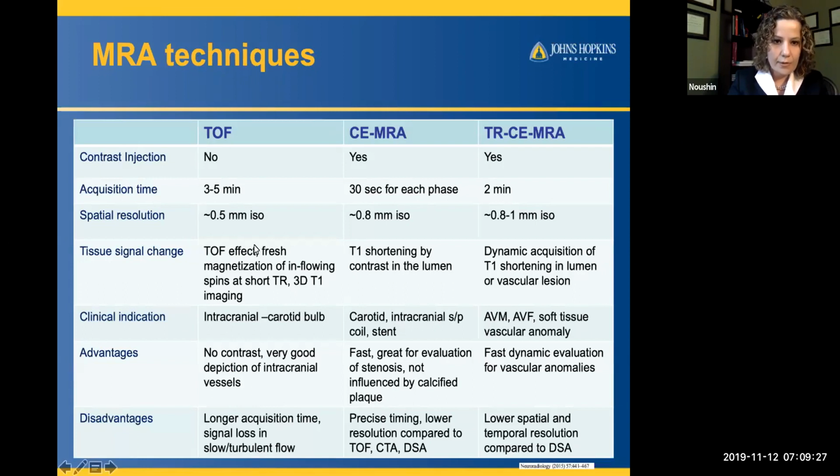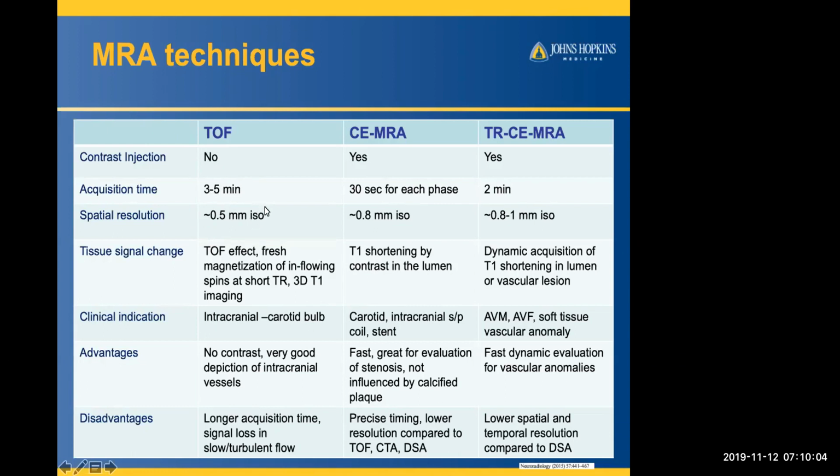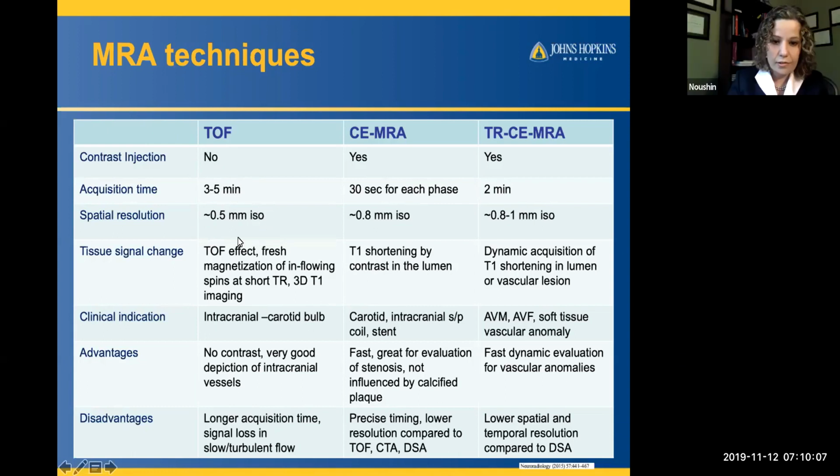This is just a table to compare different MRA techniques. The common MRA techniques that we use are time of flight, contrast enhanced MRA, and time resolved contrast enhanced MRA. Also, there is phase contrast technique that I didn't put in this table. So we commonly use time of flight imaging for imaging of the vessels in the brain. It does not involve contrast injection. It's relatively a longer scan. It's about 3 to 5 minutes. With the use of higher magnet strengths like 3T magnets, we can acquire very thin slices, and these are isotropic, so we can reformat them in coronal, sagittal.